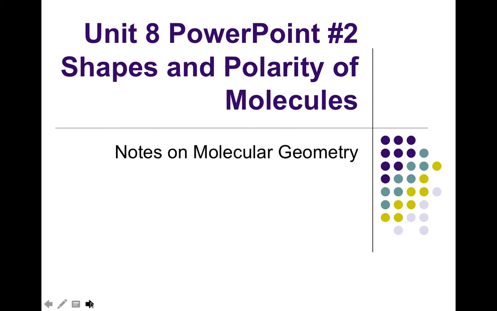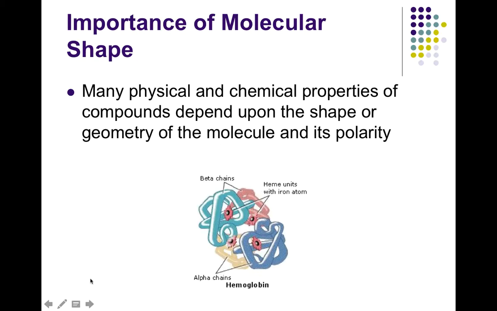Here we go. So first of all, as we talk about shapes of molecules, I want you to realize that there is an important reason we talk about shapes. Many of the physical and chemical properties of compounds depend upon the shape, or we sometimes call it the geometry of the molecule, and also its polarity. And polarity just has to do with whether it has a sort of positive and negative end.